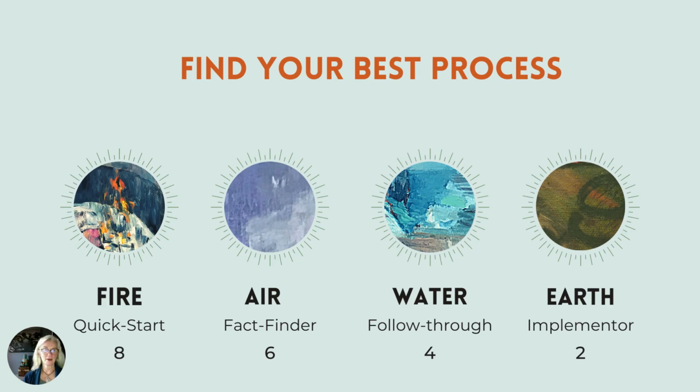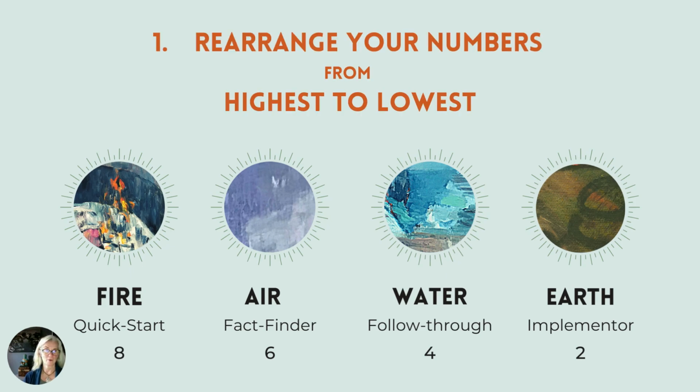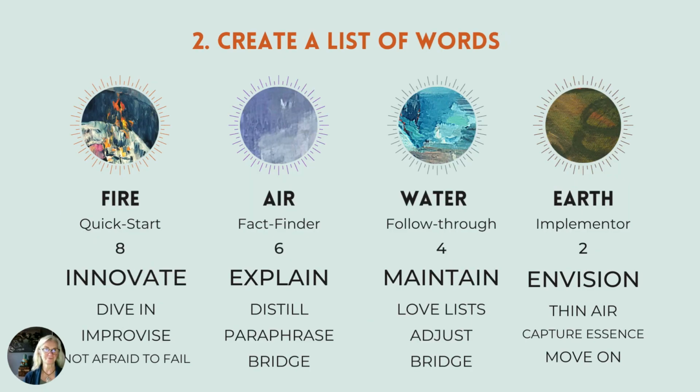So here is the idea of how to find your best process. I'm high in quick start. So I dive in and then I research things. Then I find a system and then I bring it into the world. I would suggest doing this. Rearrange your numbers from highest to lowest and see how that works for you. And then you can rearrange it.